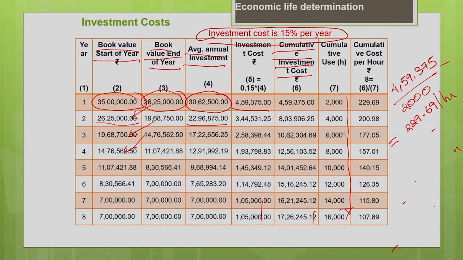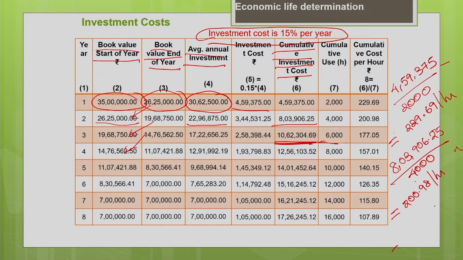find the cumulative cost per hour for the second year. Second year, it's nothing but the cumulative investment is 8 lakh 3,906.25. You divide it by the cumulative usage till the end of second year, 4000 hours. So you will get the cumulative cost per hour as 200.98 per hour at the end of second year. Similarly, for the third year, the cumulative investment is 10,62,304 divided by the cumulative usage 6,000 gives you 177.05 per hour for the third year.